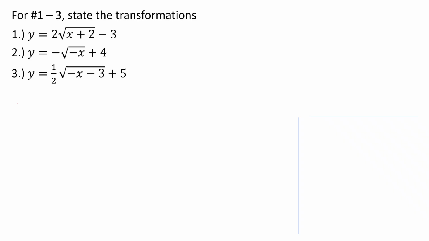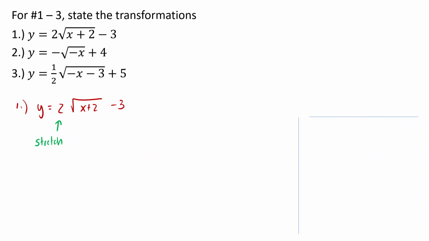Looking at our first one, we have y is equal to 2 square root of x plus 2, minus 3. And I always go through these one at a time, kind of from left to right. So that 2 is going to cause a vertical stretch. It's going to cause a bunch of these numbers to be multiplied by 2. So we plug the x in, we do some stuff to it, then we multiply by 2. It's going to stretch it out.